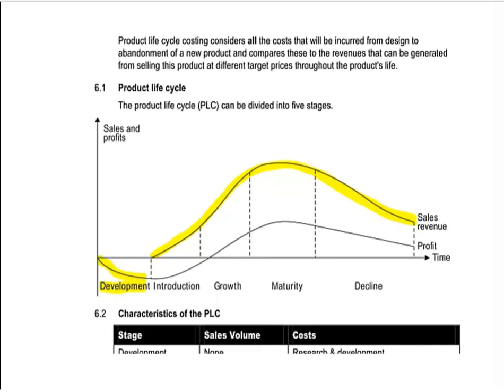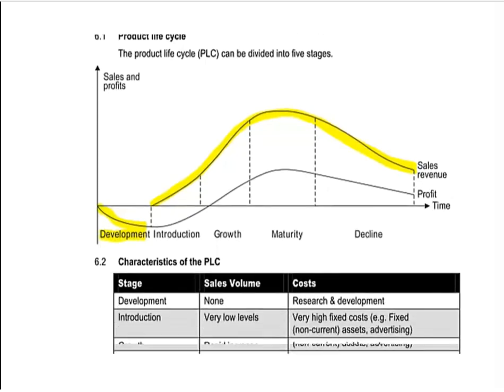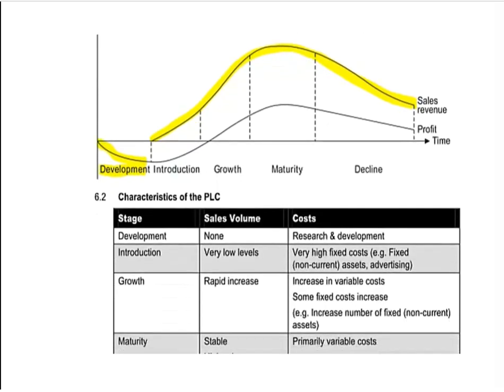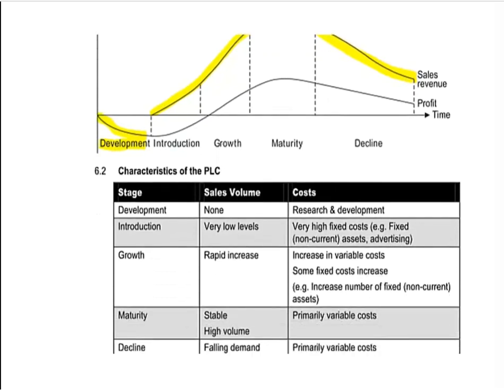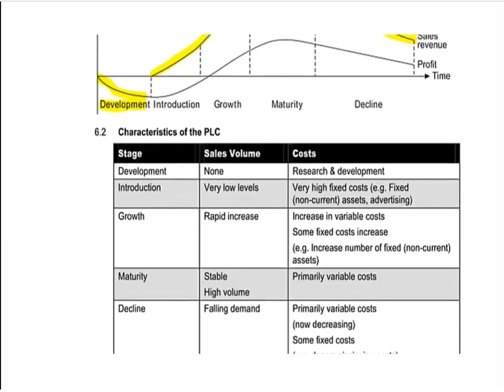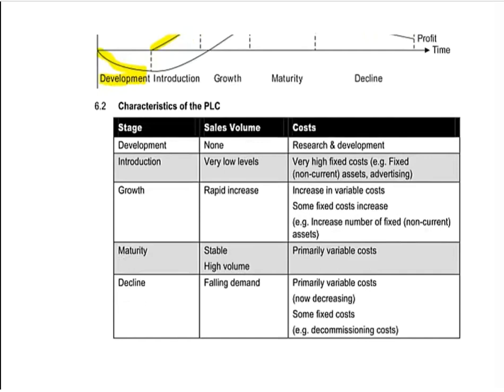up and running. So what you can see down here in the table is the characteristics of the different stages of the product life cycle and the different types of costs. What you'll also notice is that on the time axis there is no time frame because it will be entirely dependent on the product.